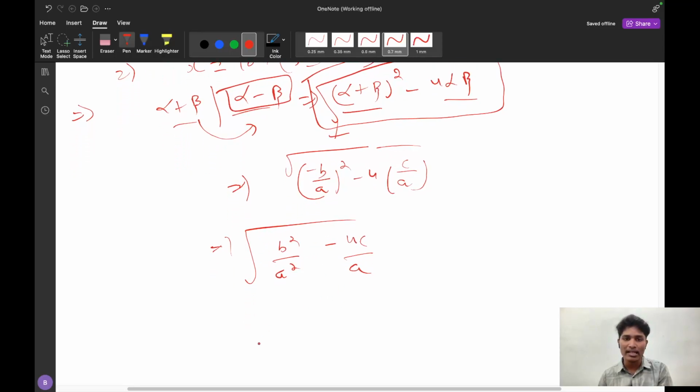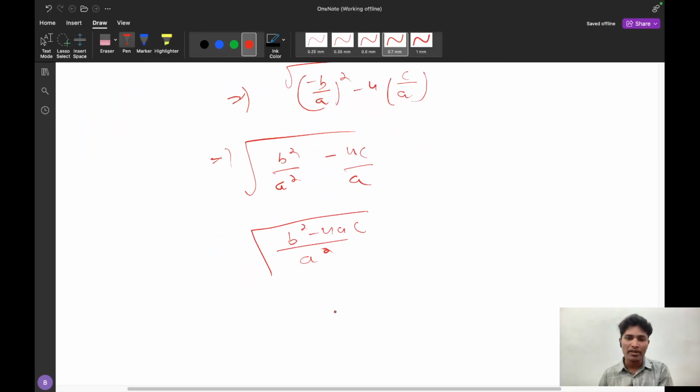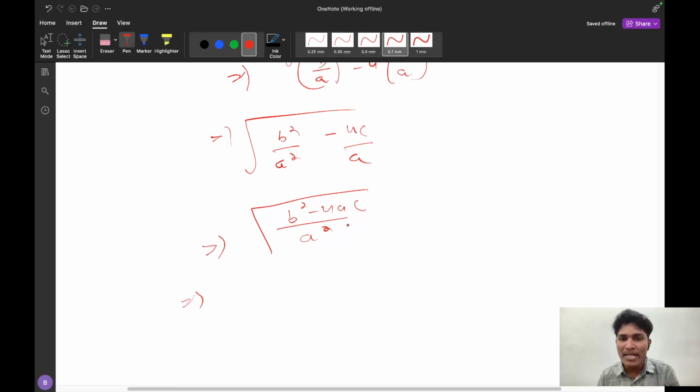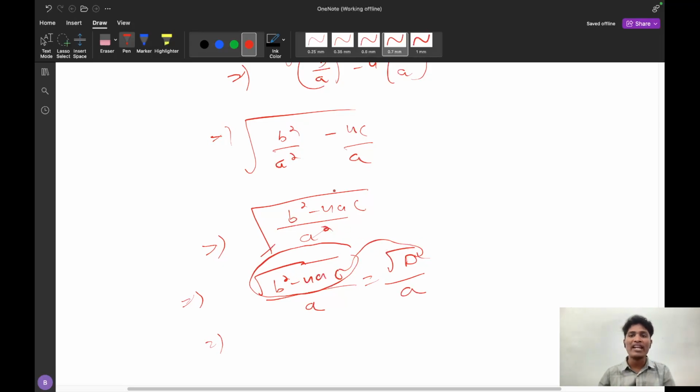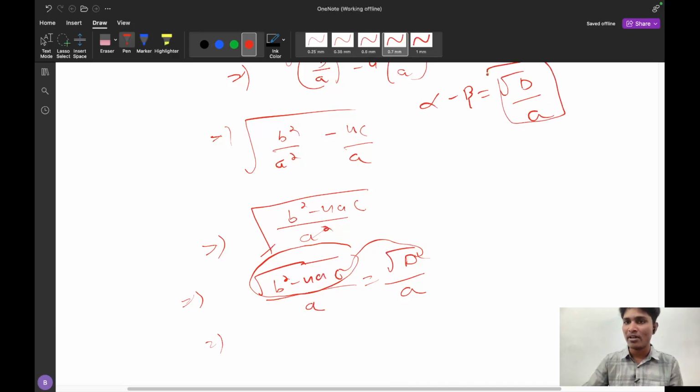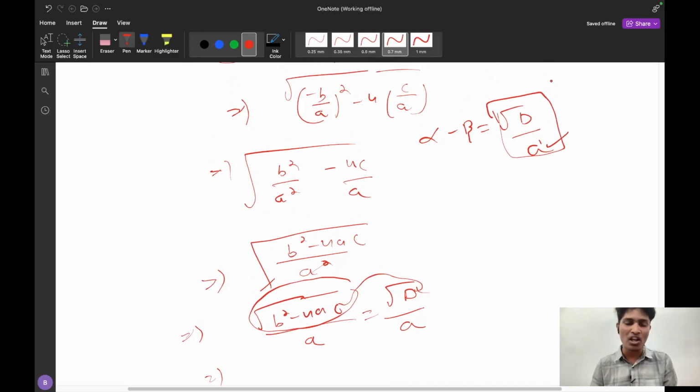If I take a square as LCM here, b square minus 4ac divided by a square. So root of b square minus 4ac divided by a square is root of b square minus 4ac divided by, I can cancel the root here, so it will be a. And what is root of b square minus 4ac here? It is under root of D, because b square minus 4ac we already know is the discriminant, divided by a. So if anyone asks to find the difference of roots, you have to find the value of root of discriminant divided by the coefficient of x square, that is a. This is the value of the difference of the roots.